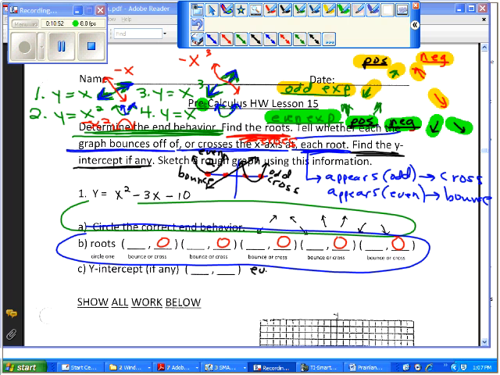If that root appears an even number of times, it will bounce. If that root appears an odd number of times, it will cross. Okay? We're going to see that happening in a minute with the problems, and it's going to be even more real to you. Okay?